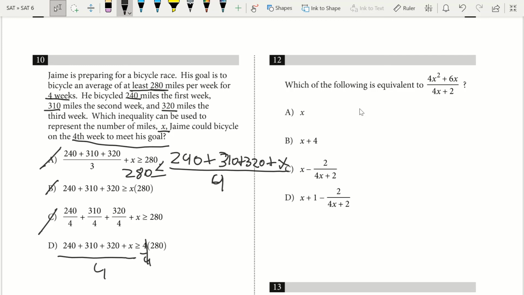So now we can go ahead and circle D as our answer. Question 12. Which of the following is equivalent to 4x squared plus 6x divided by the quantity 4x plus 2? Well, what we got to do here is we can go ahead and set up our long division. So we'll have 4x plus 2 out of our box, and we'll have 4x squared plus 6x in our box.